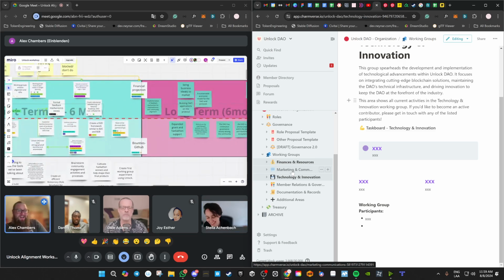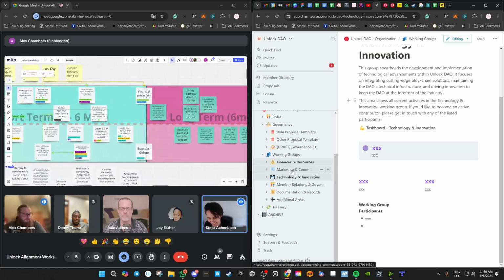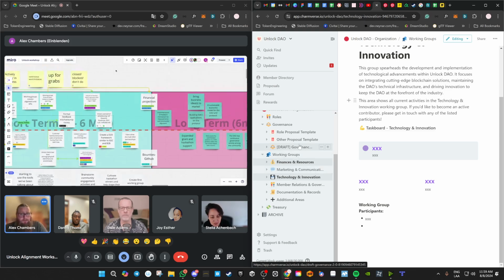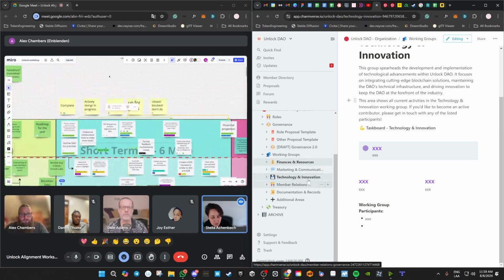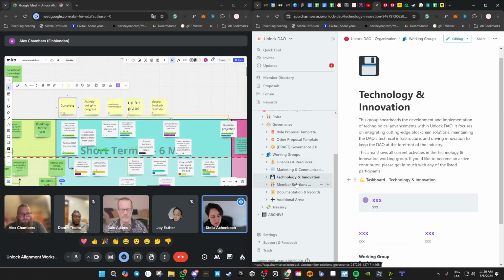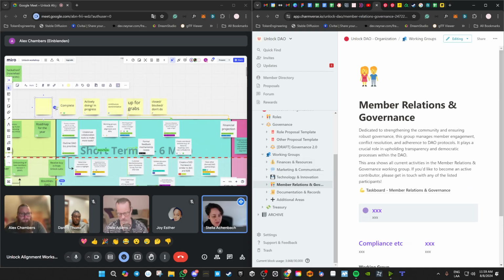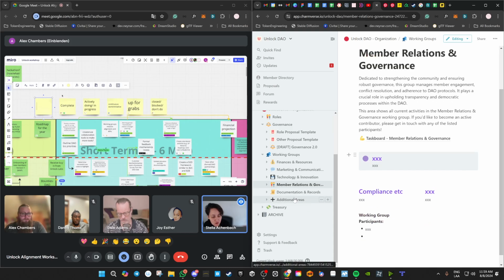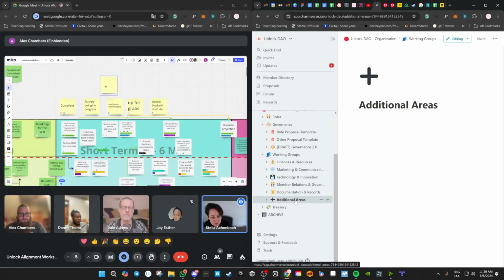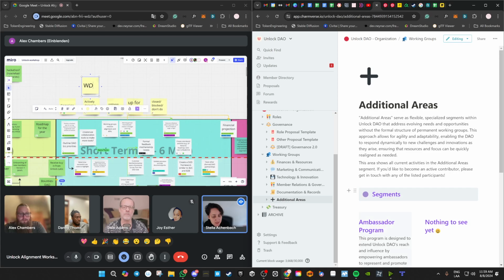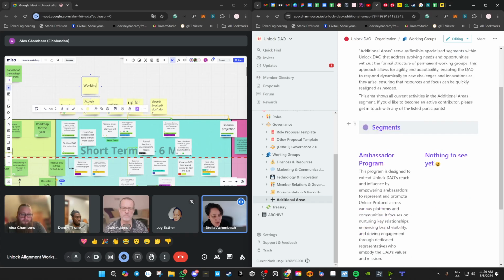I appreciate that. But yeah, so please talk about the working groups you already have, if you want. The only one we haven't mentioned anywhere yet is member relations and governance. So that's the only one that I didn't have on there. For example, for ambassador work, what I did is I created a segment that's called additional areas.